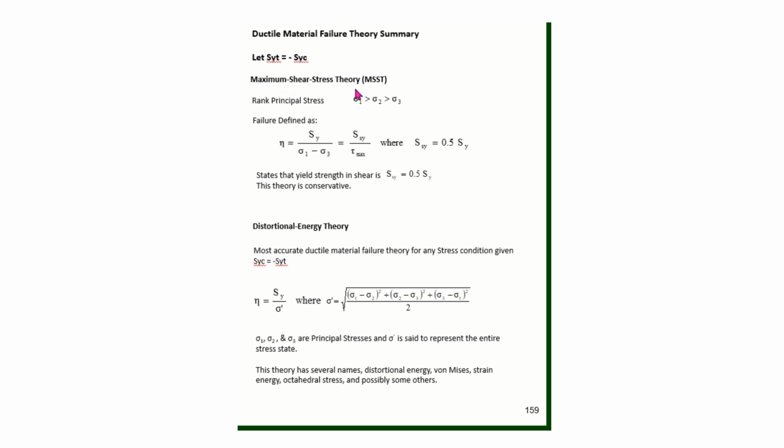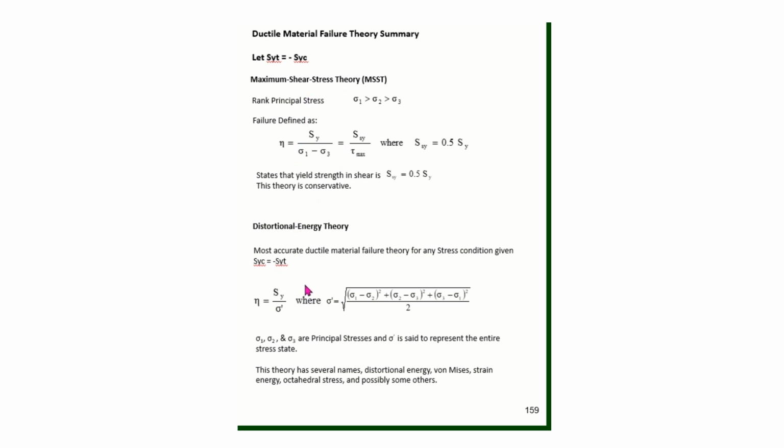the maximum shear stress theory. It's given by safety factors Sy over sigma 1 minus sigma 3, where sigma 1 and 3 are principal stresses. Sigma 1's the rightmost, sigma 3's the leftmost, and then we have tau max with Ssy. And this predicts yield at Ssy is 0.5 Sy. And this theory is conservative.